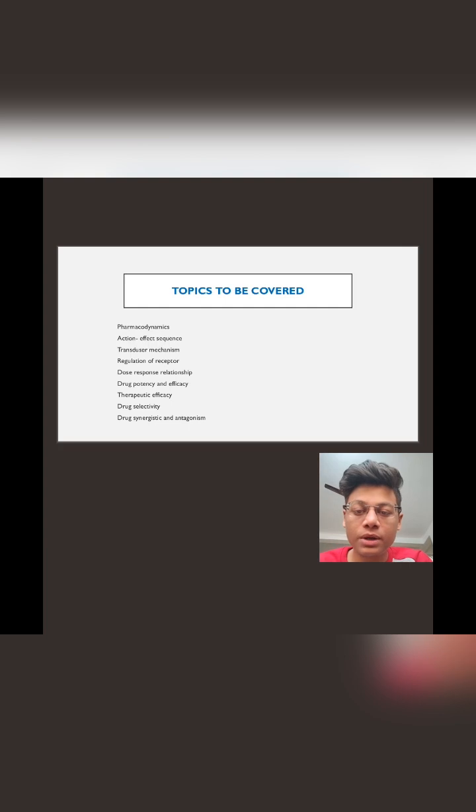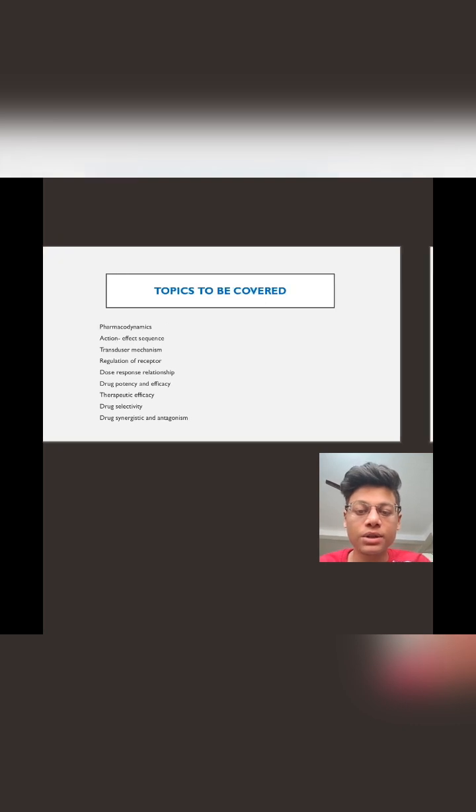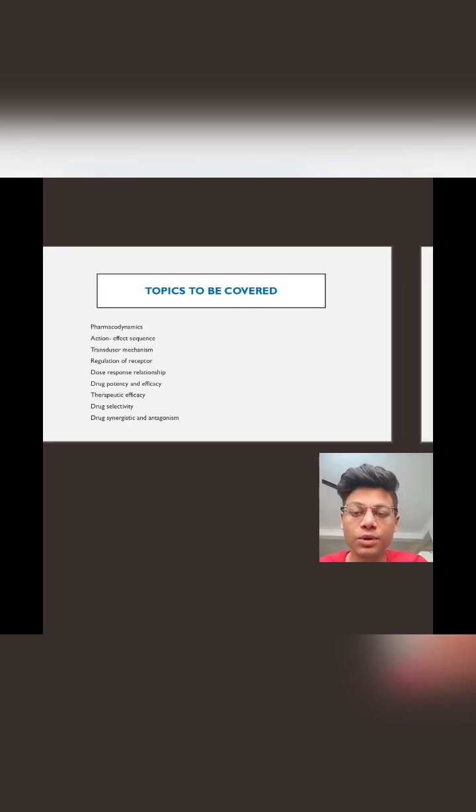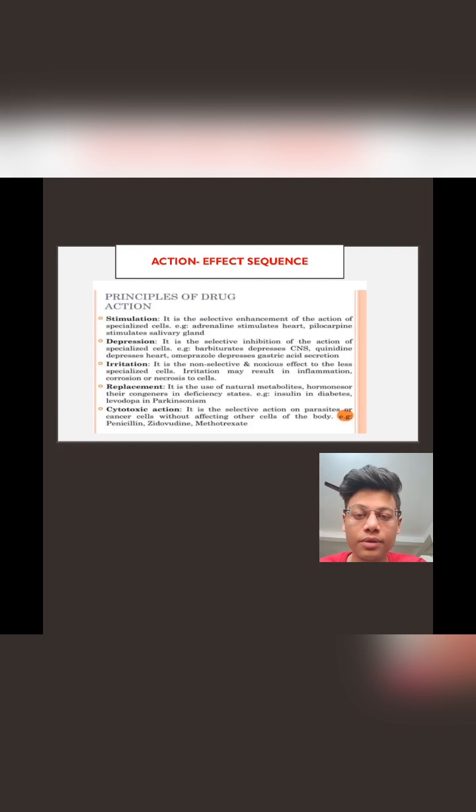So, topics to be covered are pharmacodynamics, its action, effect sequence, transducer mechanism, regulation of receptor, dose response relationship, drug potency and efficacy, therapeutic efficacy, drug selectivity, drug synergism and antagonism. So, let us now discuss the first topic, that is pharmacodynamic action and its effect sequence.